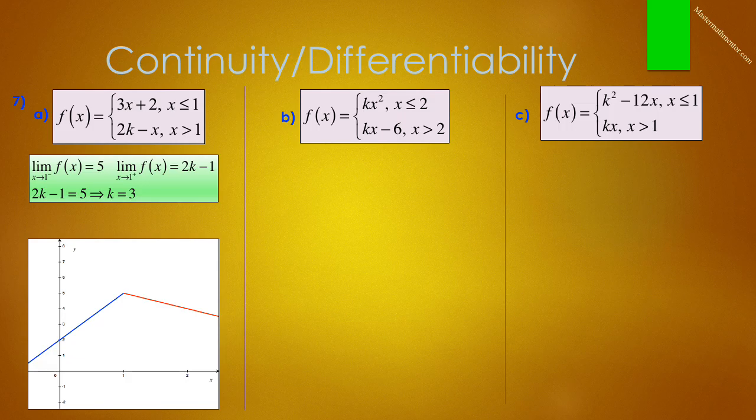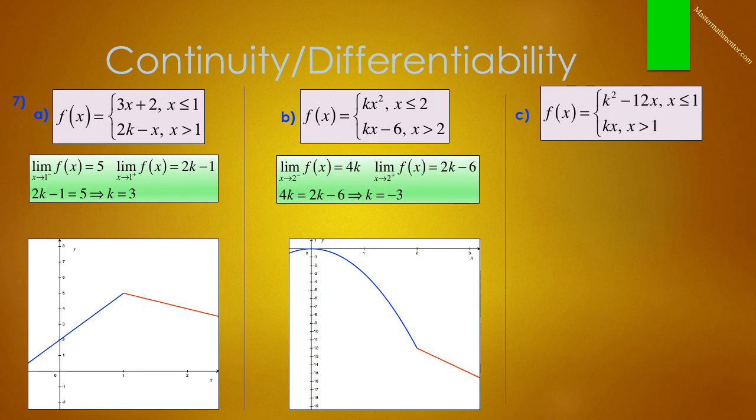For continuity, we have to check out the limit. So the limit of f of x as x approaches 1 from the left is 5, while the limit of f of x as x approaches 1 from the right is 2k minus 1. For this function to be continuous, they must equal each other. So 2k minus 1 is equal to 5, and k is equal to 3. We see the result graphically. The blue curve and the red curve join up at the point (1, 5), and it is certainly continuous.